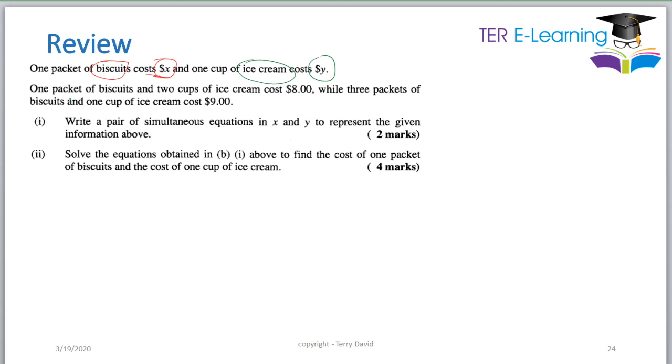One packet of biscuits and 2 cups of ice cream cost $8, while 3 packets of biscuits and 1 cup of ice cream cost $9. Write a pair of simultaneous equations in X and Y to represent the given information above.